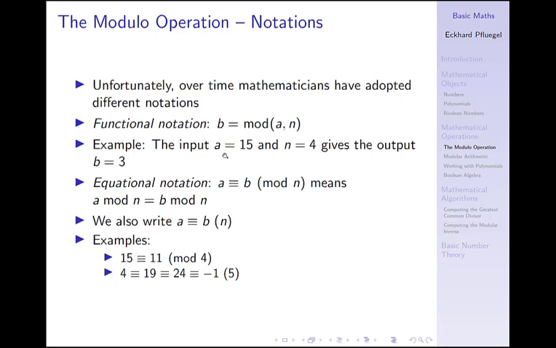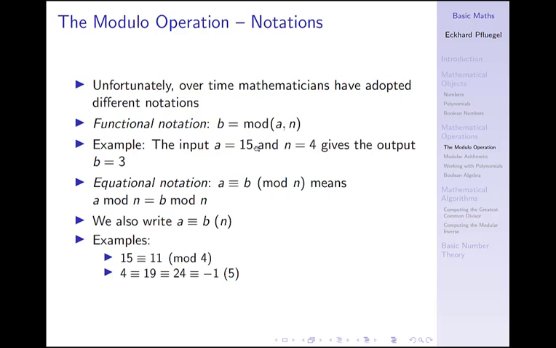So, for example, a mod n, where a is 15 and n is 4, so 15 mod 4, you would write mod 15, 4, and here the output is obviously 3. 15 mod 4 is 3, because 15 divided by 4 is 3, which is 12. Take the difference between 15 and 12, which is 3.